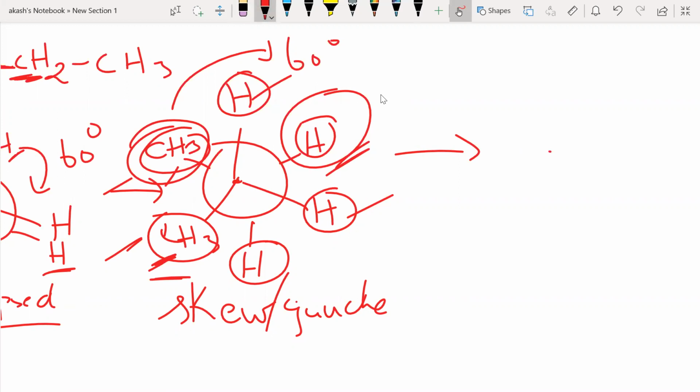Remember, in staggered, I have to get the maximum distance between the groups. That's what I need to get. Okay. Right. So first, hydrogen. This I'm not disturbing at all. The first carbon atom.